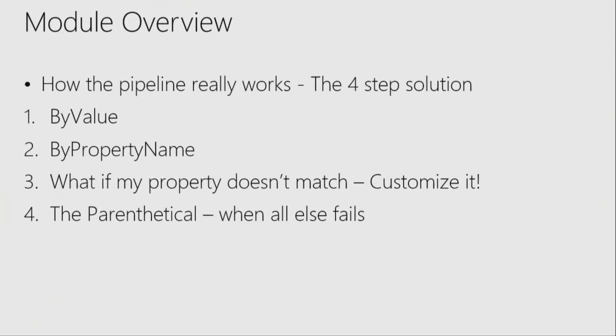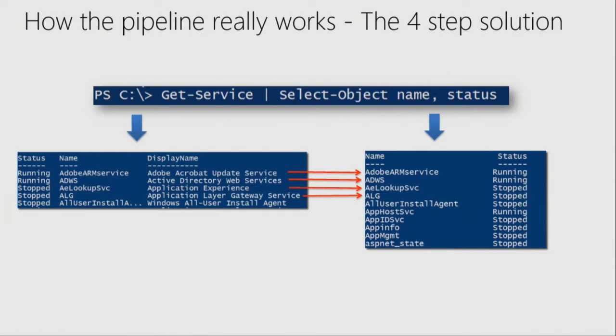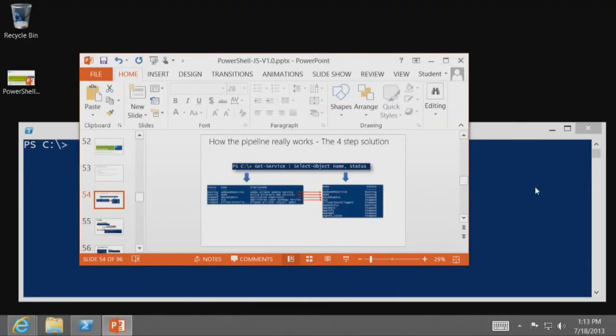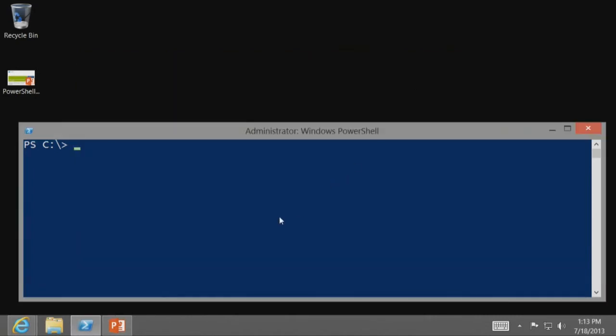We have a process of by value and by property name, and if those don't work, we have a last line of resort. First of all, I'm going to point out that all of this is in the slides, but I'm not going to use the slides. So here we go. Let's get rid of the slides.